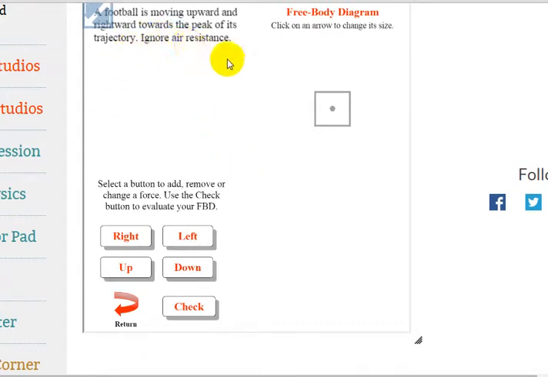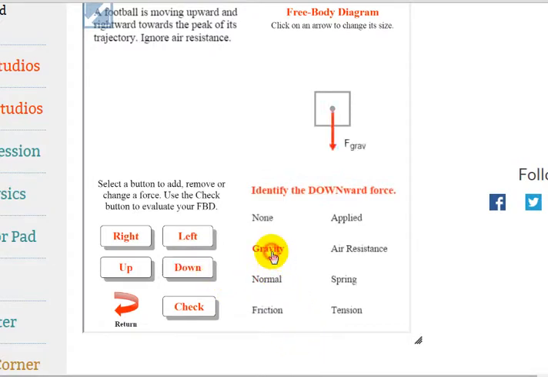The football is moving upward and rightward toward its peak of its trajectory. Ignore air resistance. So you're going to draw all the forces that are involved. Now, the football is moving, so you're not throwing it. It's already been thrown. It's in the time scheme of just simply going upwards. So the only force that's really going to be applied there is gravity. There's nothing else pulling it.